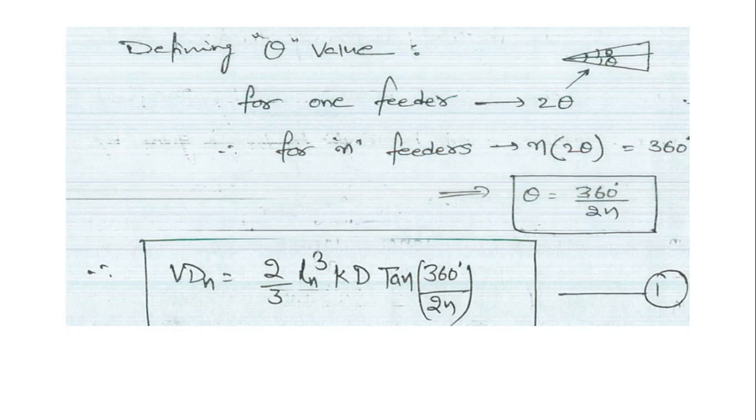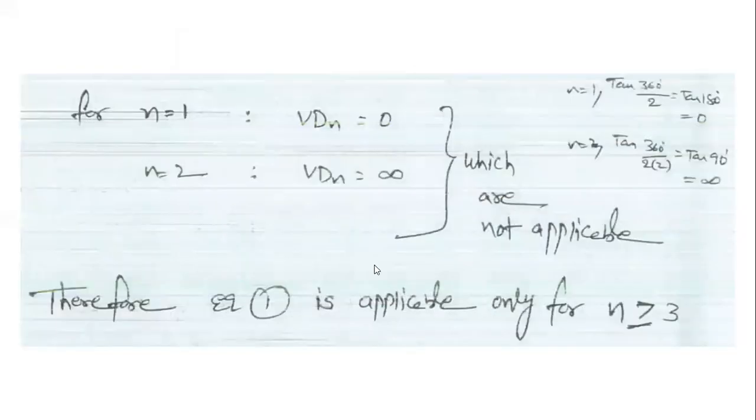So, 360 degrees by 2n. Therefore, tan theta is equal to tan of 360 by 2n, substituting the theta value. When n equal to 1 and n equal to 2, what is the tan value? Tan of 360 by 2 equals tan 180, and the value of tan 180 is equal to 0. Then n is equal to 2: tan of 360 by 2 into 2, that is 4, which means 90. Therefore tan 90 is equal to infinity.